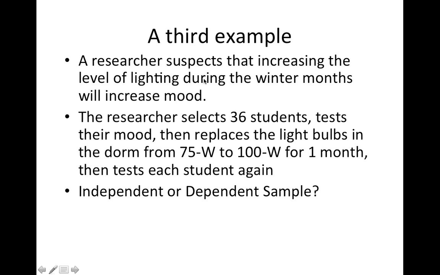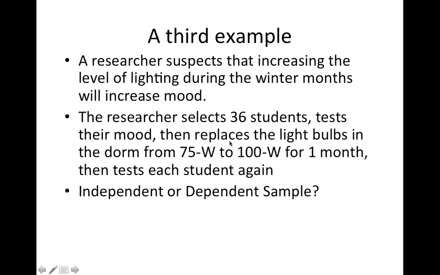There are 36 students and we test them under one condition, a 75-watt bulb. Then we test them under another condition, a 100-watt bulb. The scores are related because we have two scores from each subject. Now, this design, however, is majorly confounded. This is a bad experimental design. We've confounded this with order. Everybody got 75-watt first and 100-watt second.